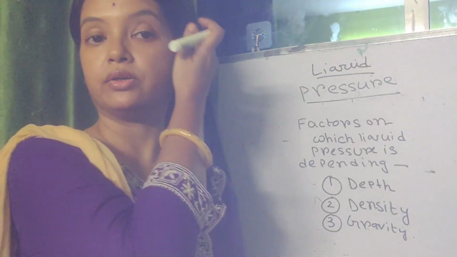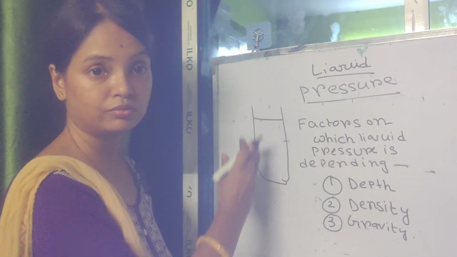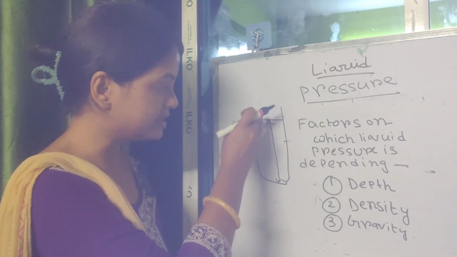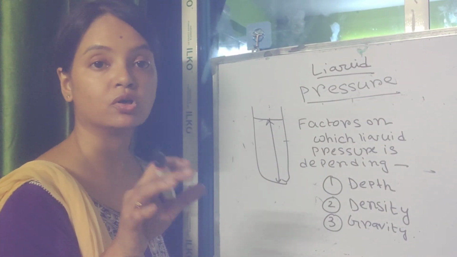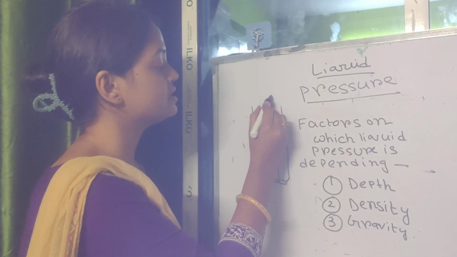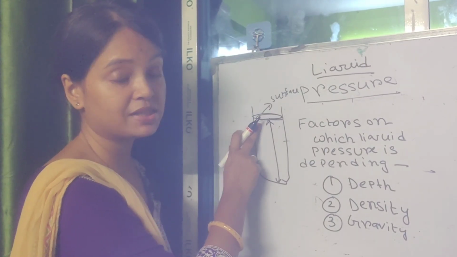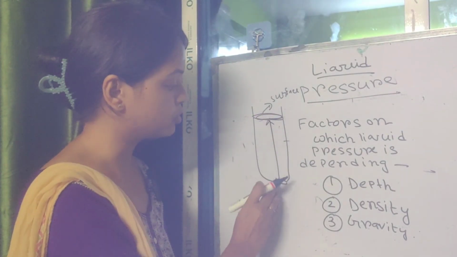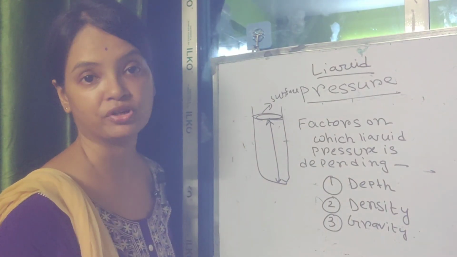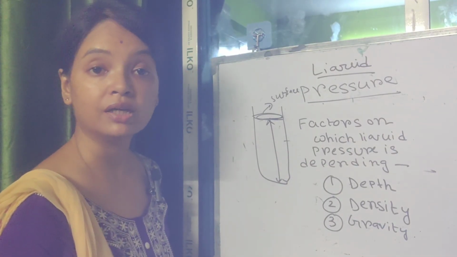So the depth of the liquid, as the liquid level, depth is what? This is the liquid level, and this height is called the depth of the liquid. As the depth increases, the liquid pressure also increases. So at the surface of the liquid, the pressure is less because the depth is very minimal. But at the bottom, since the depth is high, the liquid exerts more pressure at the bottom.